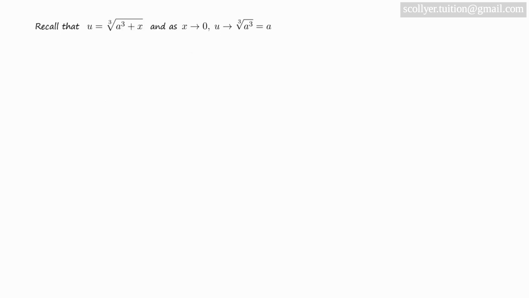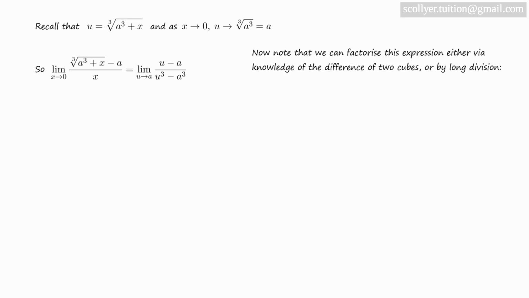Now we have that u equals the cube root of a cubed plus x, and so as x tends to 0, then u tends to the cube root of a cubed, which equals a. And so the limit as x tends to 0 of the original expression becomes the limit as u tends to a of u minus a all over u cubed minus a cubed. And now we can note that we can factorize this expression, u cubed minus a cubed.